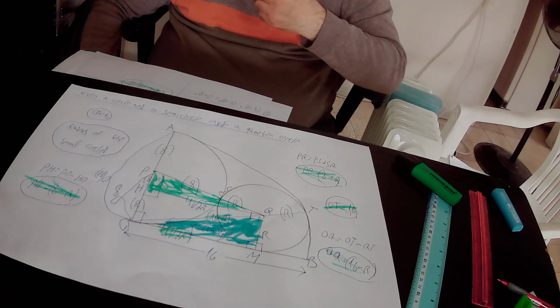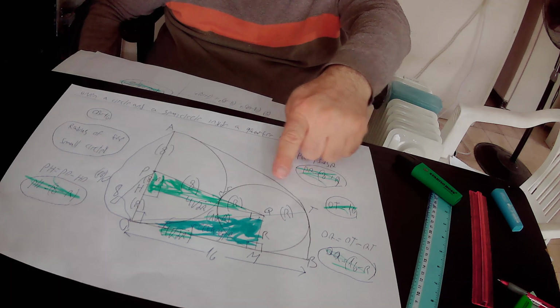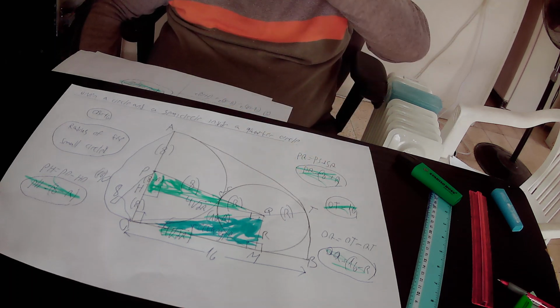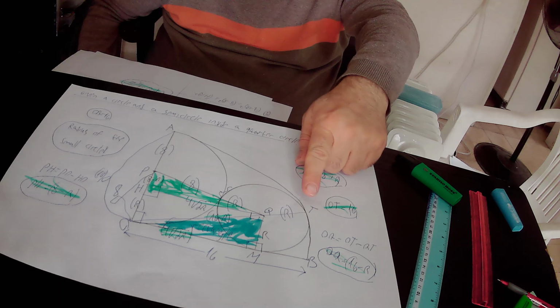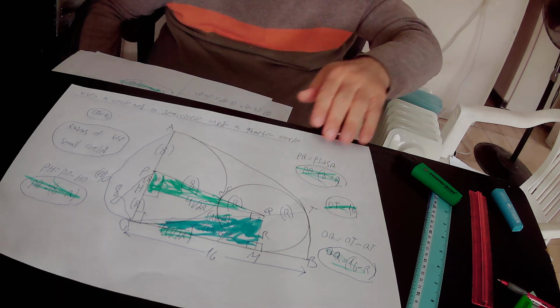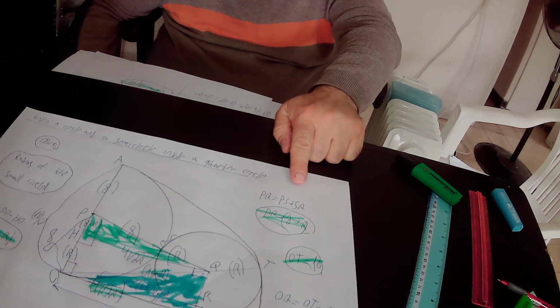So in total, because PSQ is one straight line according to rule 10, it means that PQ will be equal to PS plus SQ. Again, PQ will be equal to PS plus SQ.